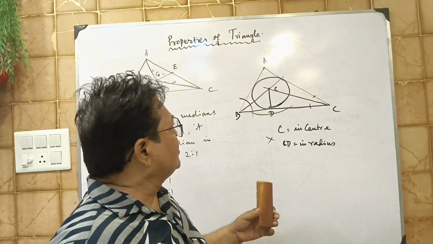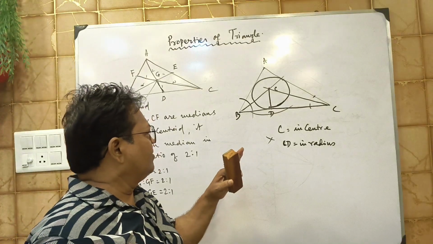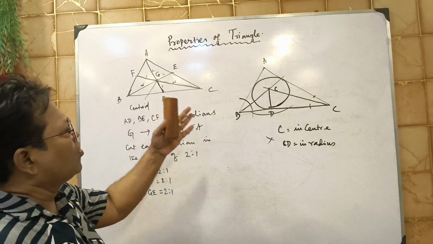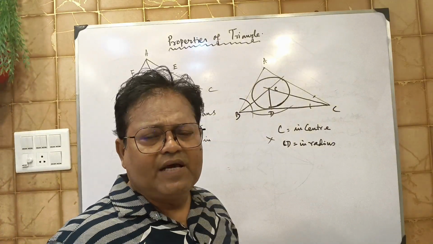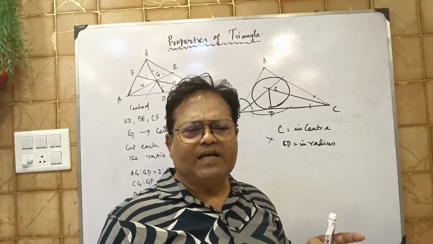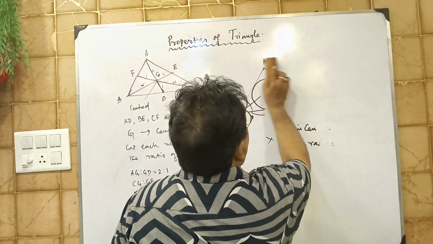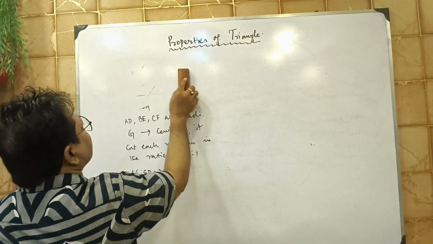So I think you can understand all these things: incenter, incircle, circumcenter, circumcircle, centroid, orthocenter. This concept about the triangle should be very much clear in the mind of the student of class 6 to 10.